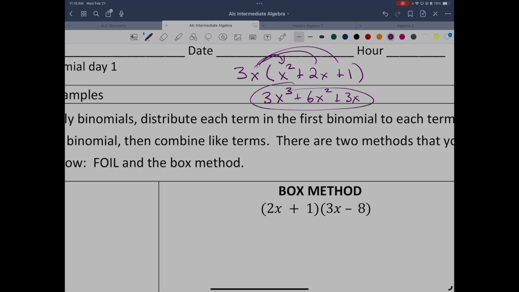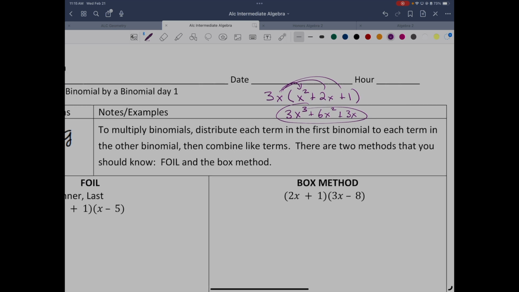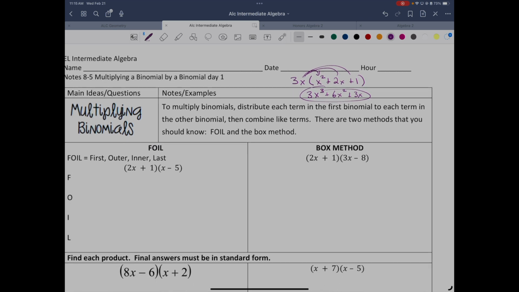Today what we're going to work on is multiplying binomials. So binomials are two-term polynomials. Remember, binomial, bi means two. So we're going to take and multiply two binomials together. And I'm going to show you two ways to do it. First way I'm going to show you is the F.O.I.L method. And we'll talk about exactly what that means in just a second.